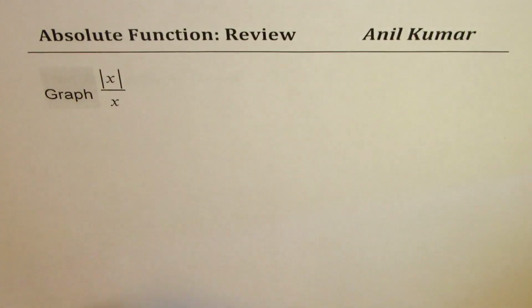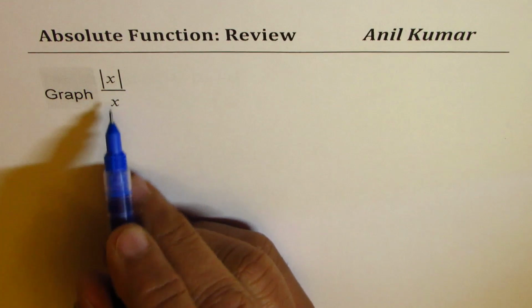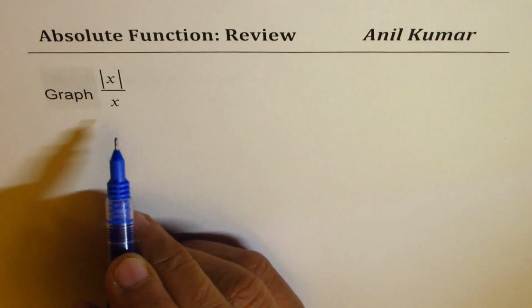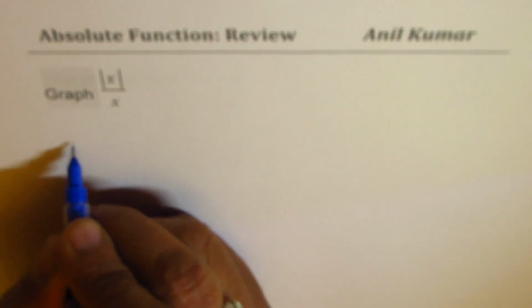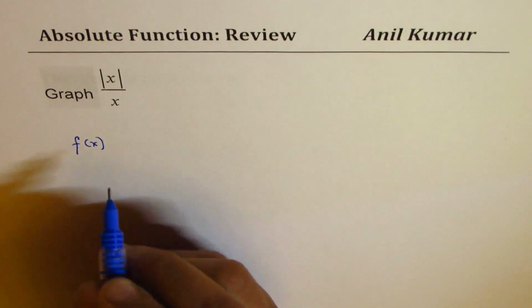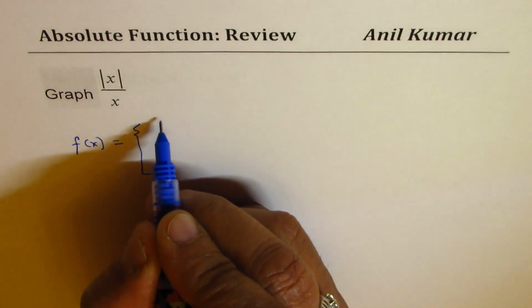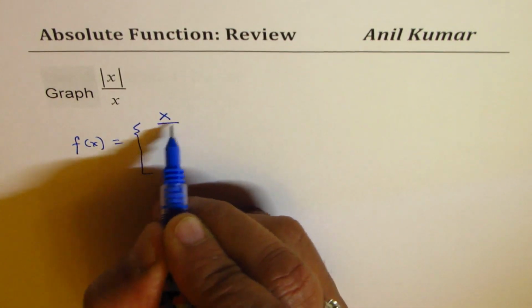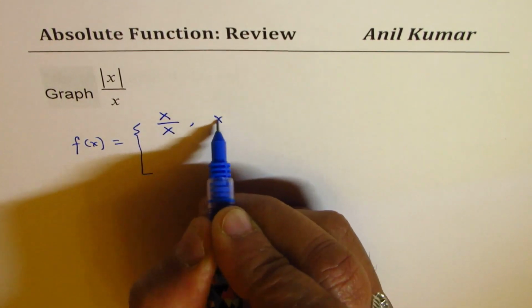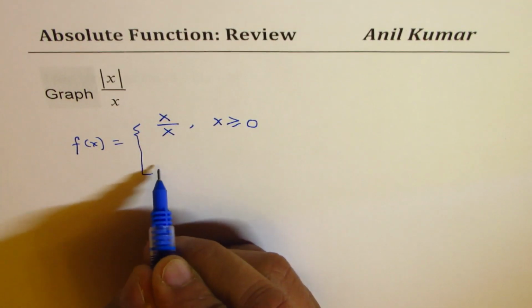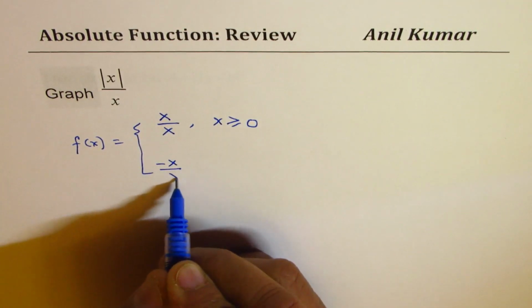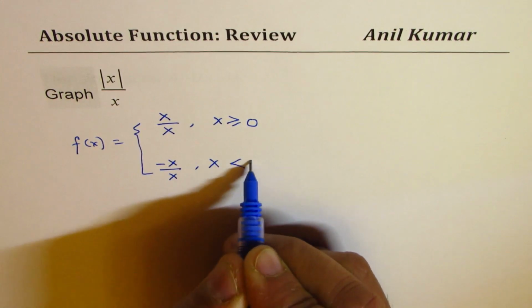Let's move on. Now let's graph the absolute value of x divided by x. How do you graph this? Well, the best way to graph this is to rewrite the function. So what is the absolute value of x? The absolute value of x is x, so we could write this as x over x for x greater than or equal to 0, and we could write this as minus x over x when x is less than 0.